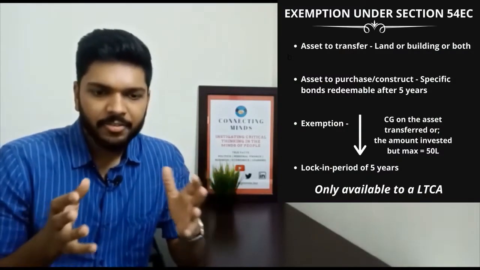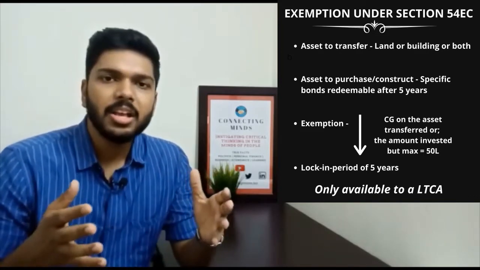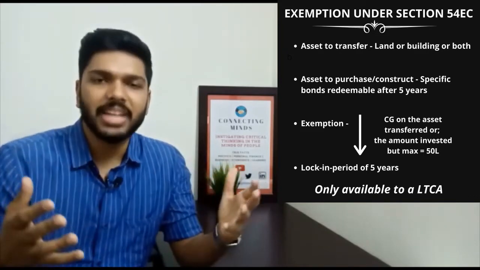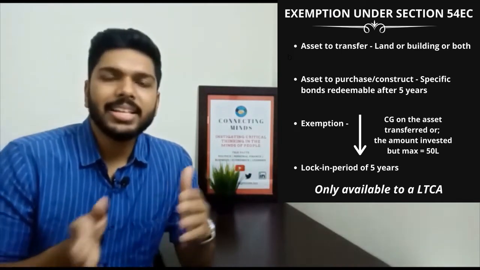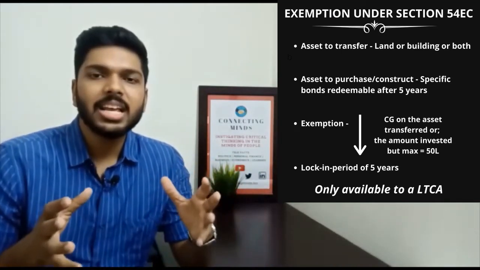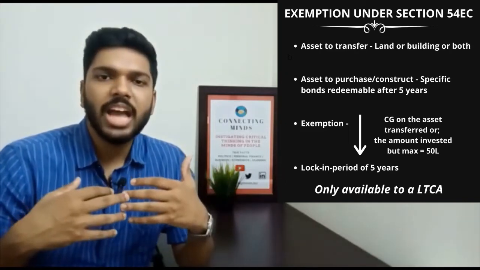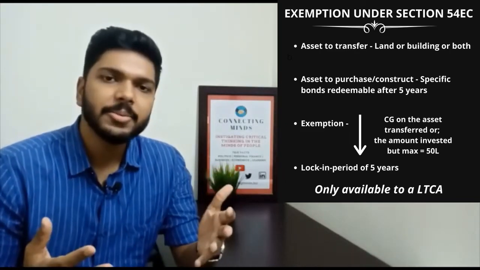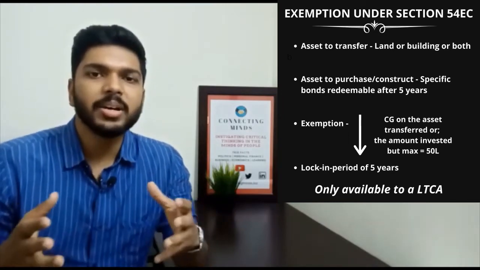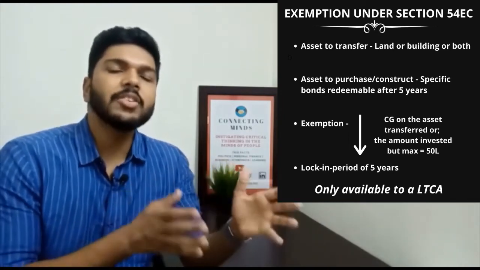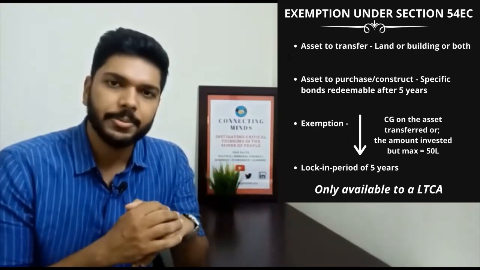What it says is that if you have long-term capital gain from the sale of, say, a piece of land, the section says that you can get capital gain exemption if you invest an amount in bonds which have a maturity period of more than 5 years. And this investment that you have to make should be within 6 months from the date of transfer of your capital asset, in this case being land.